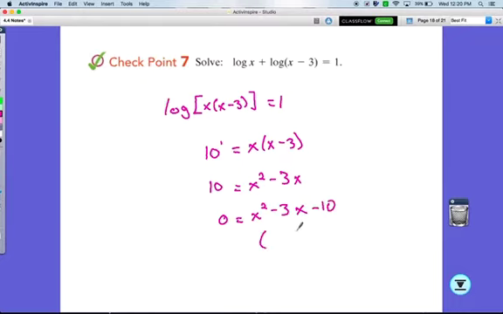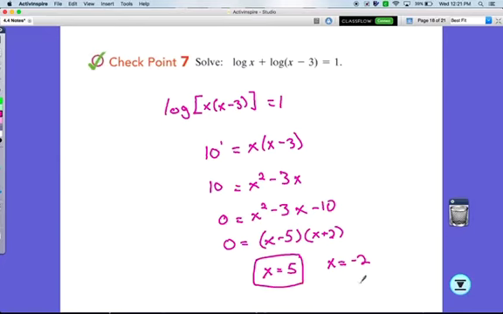I factor. It becomes (x minus 5)(x plus 2). I set those equal to 0. This gives me answer choices of 5 and negative 2. The 5 will work. 5 and 5 minus 3 is 2, so that works. Negative 2 though, no, it makes that negative, so negative 2 does not work.